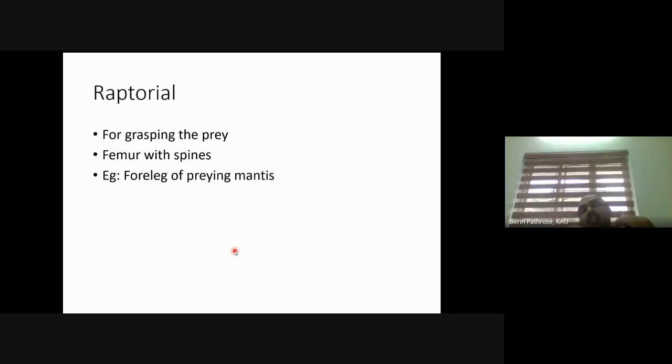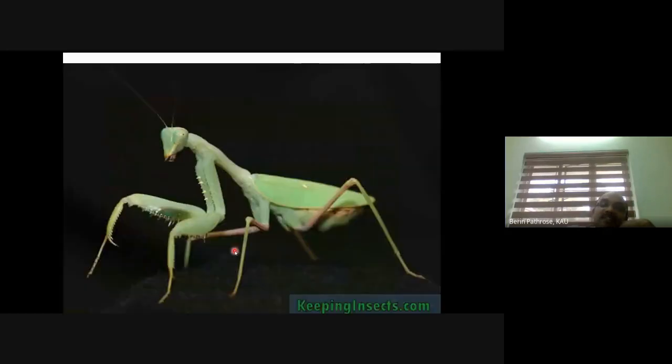Coming to the next modification, raptorial legs. This is commonly seen in this insect. I think all of you have seen this insect. That is the praying mantis. And you can see the forelegs of the praying mantis. Don't look at the hind and mid legs, they are not modified. But the forelegs of the praying mantis are.